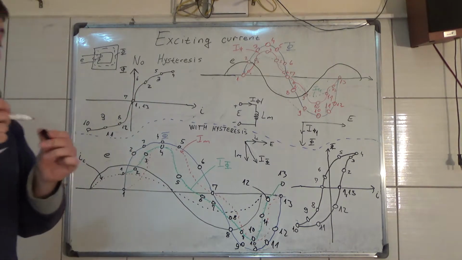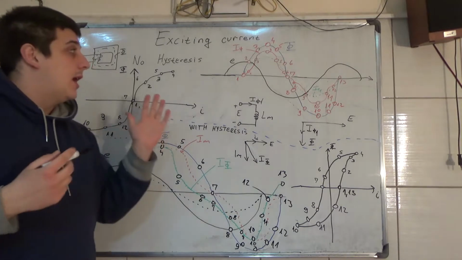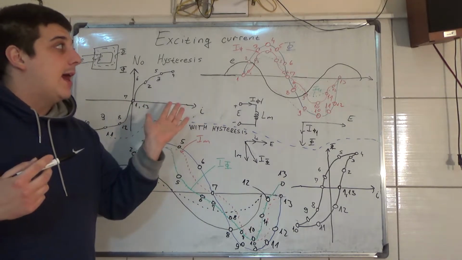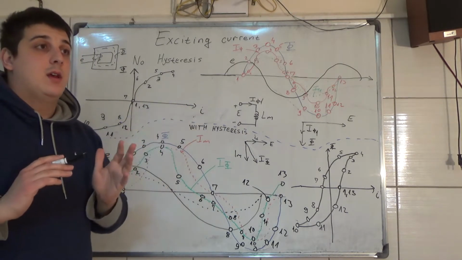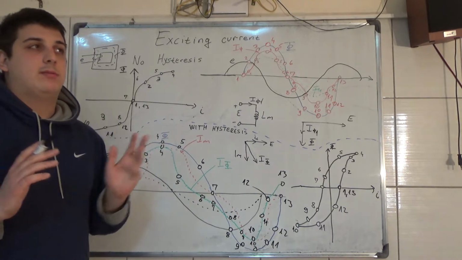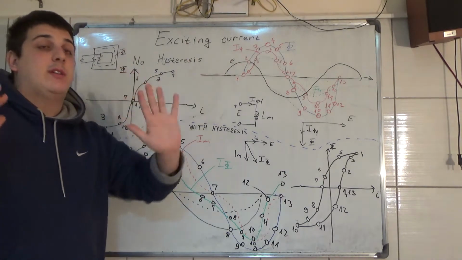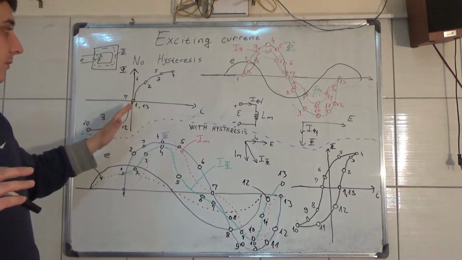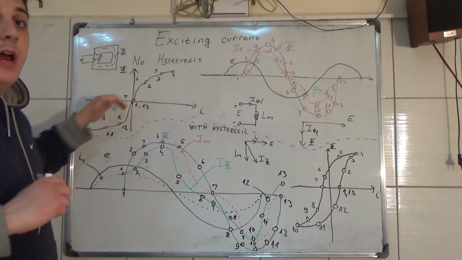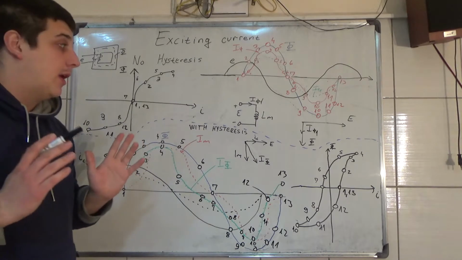So we have no power loss here. The exciting current and the magnetic flux are pretty much in phase, and you don't have any area here. You have no power losses.